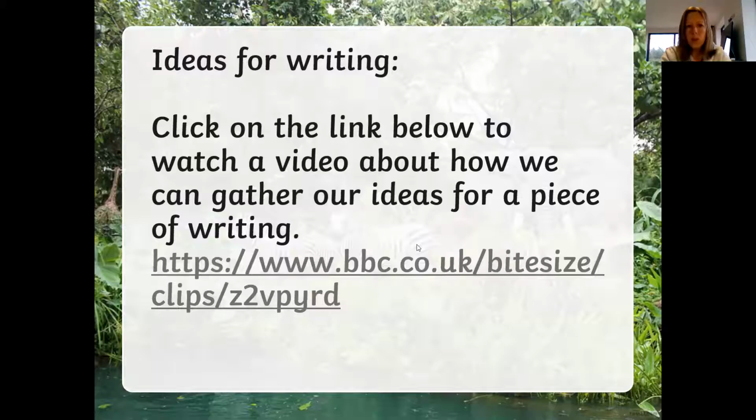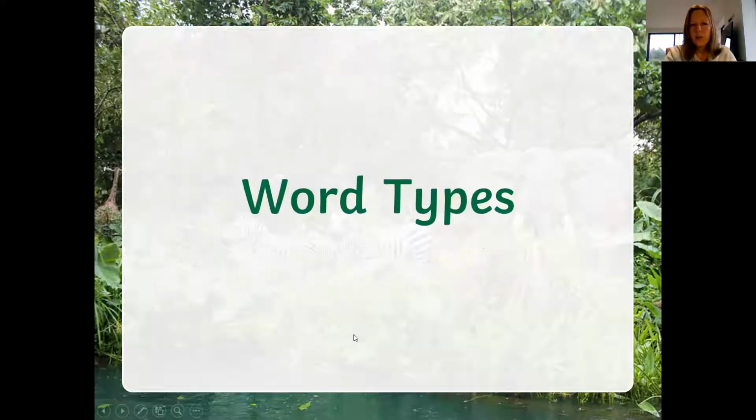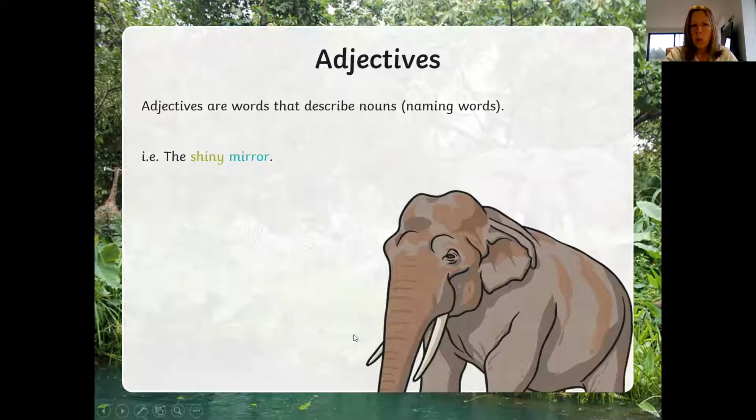So if we go back to our PowerPoint that we were looking at before, we can see that's where we left it with our video link there. We can see that on the next slide, we're going to be thinking about our word types. So of course, we've got our adjectives. Adjectives are words that describe nouns. And nouns are our naming words.